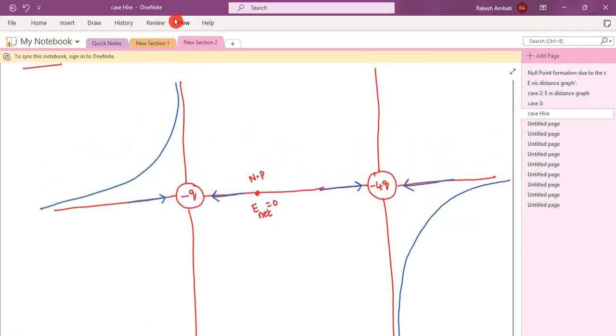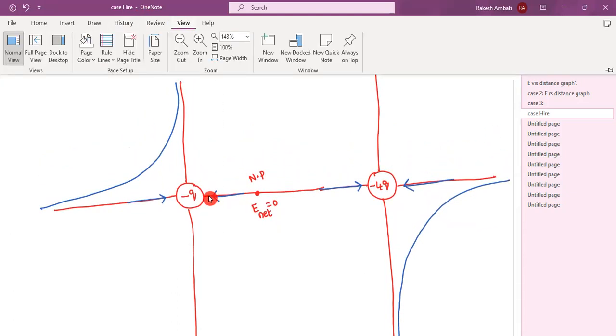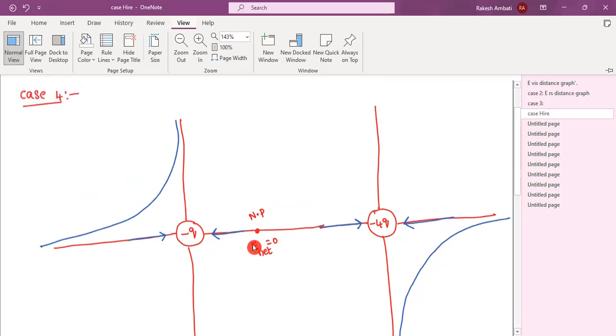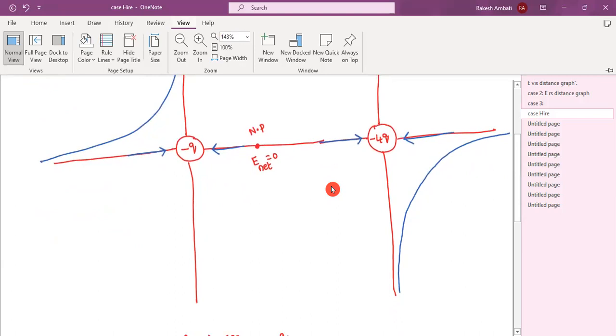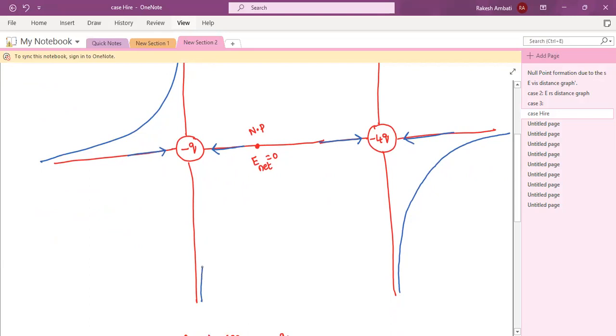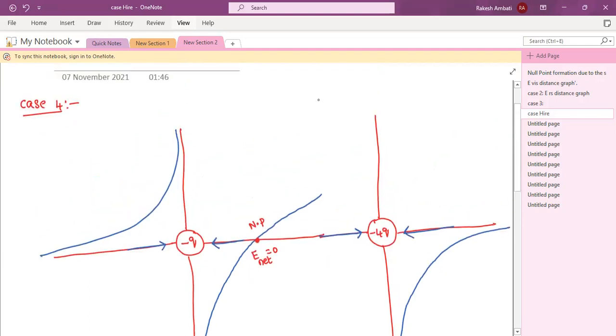Next, if intensity is in the negative direction, the intensity graph is on the negative side. If intensity is in the positive direction, the intensity graph is on the positive side. So by keeping these points in mind, the graph will be like this.